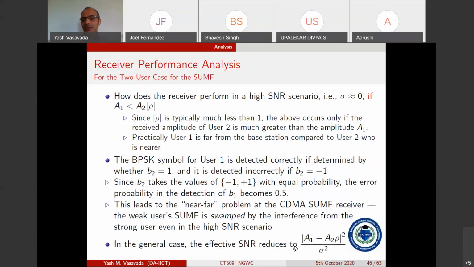You need 2 different things. One is that rho should be very small. And secondly, not only that rho should be small, A2 should be smaller in comparison to A1. And you can't guarantee that because the users will be situated anywhere within the cell. And so for some users, at least, this SUMF is going to have a reduction in SNR. If not, in the worst case situation when the noise is not even present, you still get 50% errors.